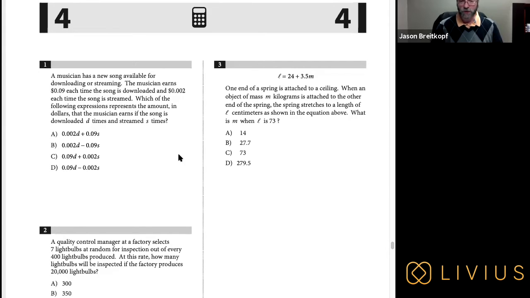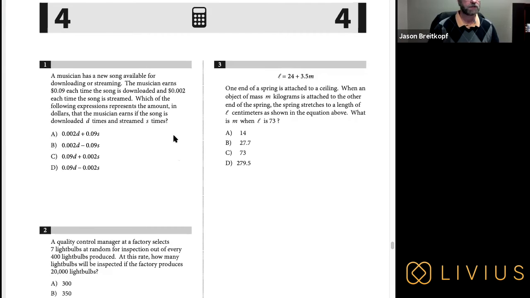Now, the way they set up these word problems is designed to slow you down and trick you. There's a lot of words. They set it up in terms of some story about a musician and downloading and streaming, and none of that really matters. What is important is what information do we need to answer the question, and what information can we lay aside? In this case, whether it's a musician or a firefighter or an astronaut, it really doesn't matter. What matters is we have 9 cents for one thing and 0.2 cents for another. And they've already formatted it in the form of dollars. So we don't even need to worry about any sort of conversions.